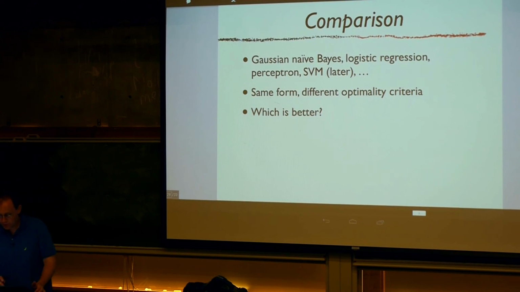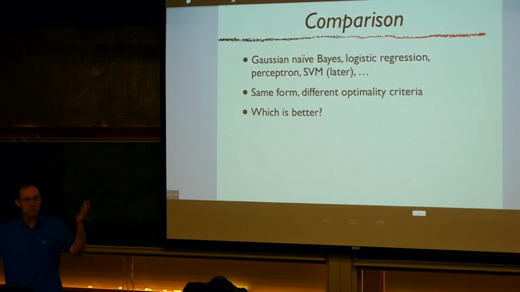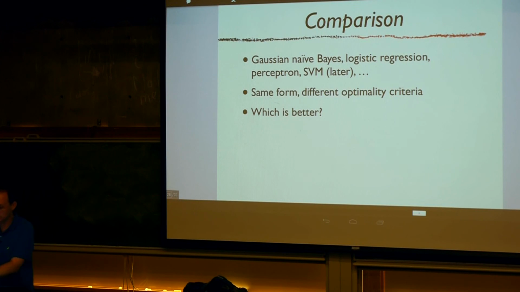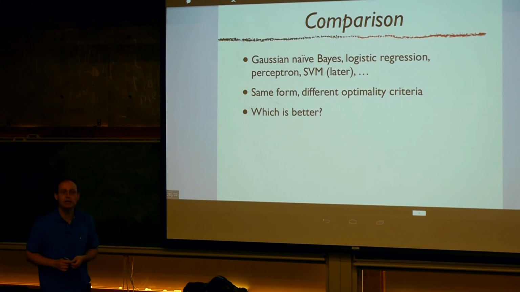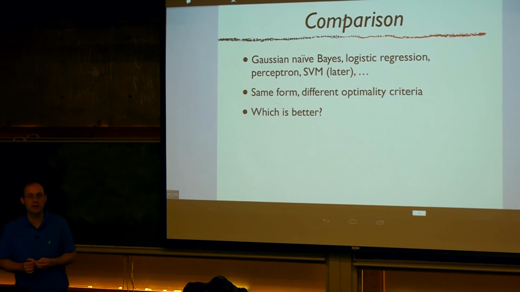Okay, so this is going to make that comparison that you asked about earlier. We've given you a whole bunch of different ways of learning a linear separator. We're going to give you one more in another lecture or two called a support vector machine. All have the same form of their separator, all have different optimality criteria, right? Things that we're optimizing. So which is best? The answer is none of them, right? Each one can be best in different circumstances.